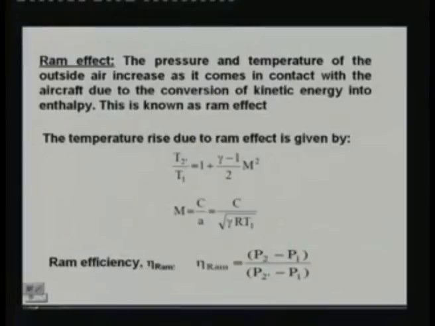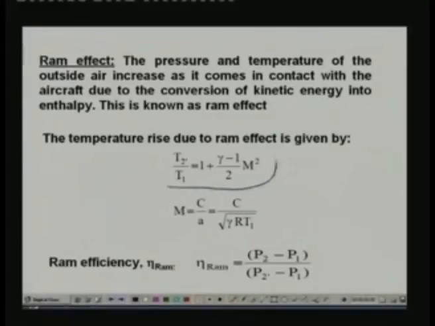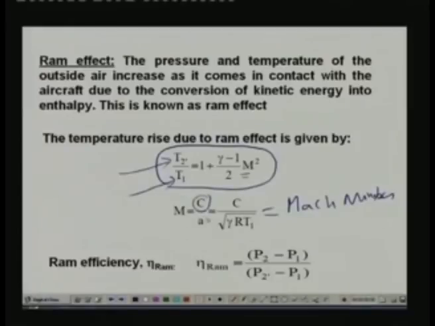You can very easily show that the temperature rise during the ram effect is given by this relation: T2 dash by T1, where T2 dash is the temperature at the exit of the ram process and T1 is the temperature of the ambient, is equal to 1 plus (gamma minus 1) by 2 into M squared, where M is the Mach number. If you remember, the Mach number is defined as the ratio of the velocity of the aircraft divided by the sonic velocity. A is the sonic velocity, and sonic velocity, as you know, for an ideal gas is equal to the square root of gamma into R into T1.